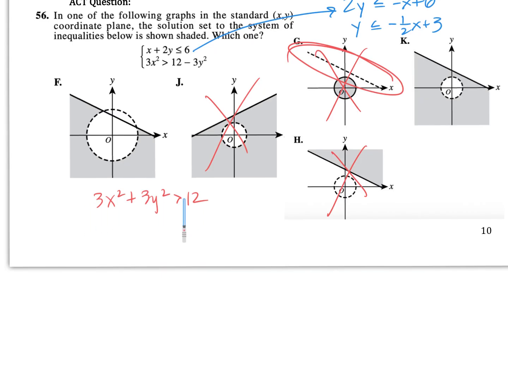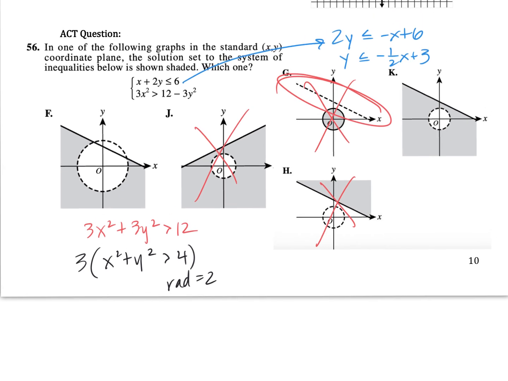But we did this yesterday. What do they have in common? Factor it out. They have 3. So if I factored out a 3, what would I have left? x squared plus y squared is greater than 4. Perfect. What would the center of the circle be? Do you agree that these are both at 0, 0, so that's not helping us, dang it. What would the radius be? 2. Yes.